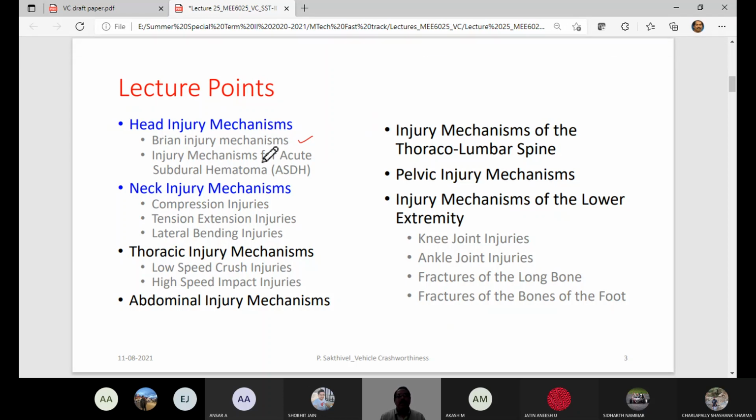inside the skull. Even though it's securely inside the skull, during collision, especially in rollover collision, there can be an impact that can come on your head, and that can cause a brain injury. So what is that force that comes in, and what is that mechanism of injury?